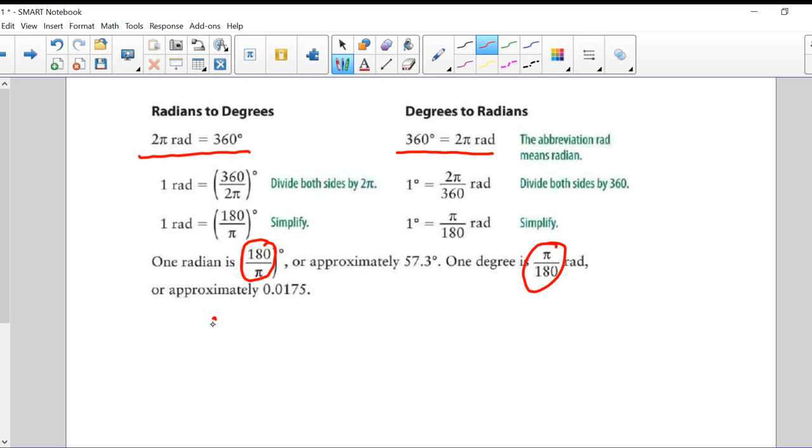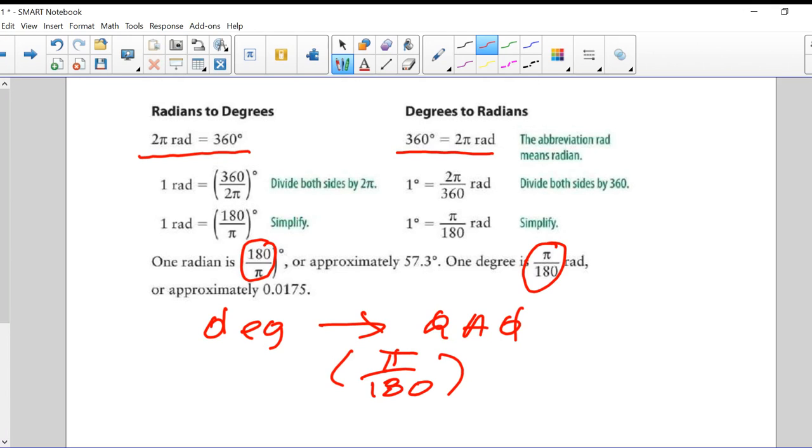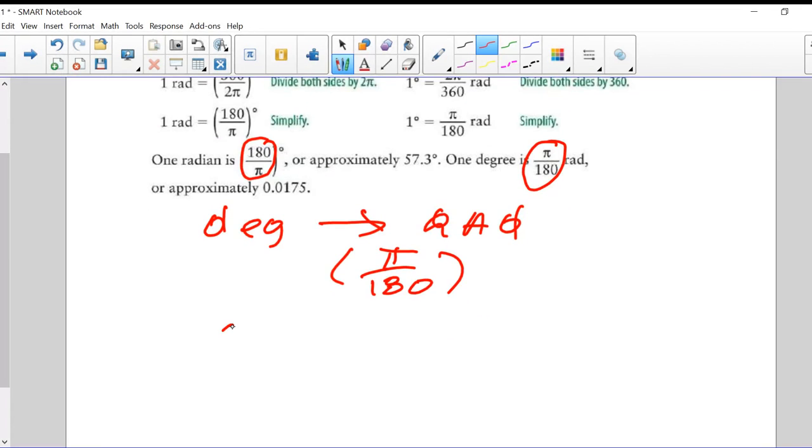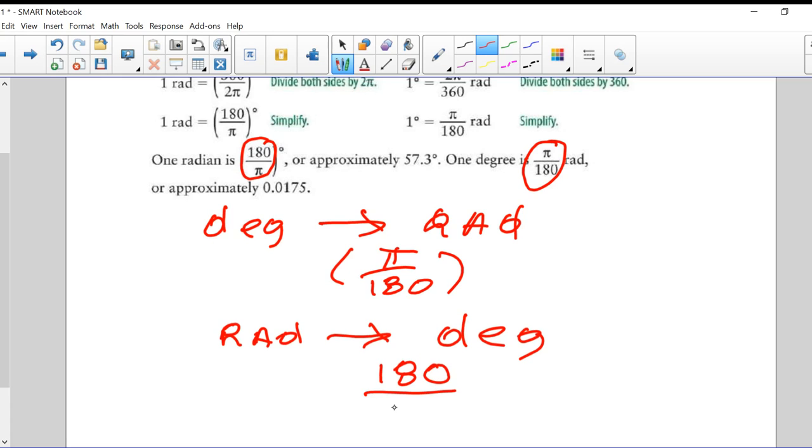So if I want to go from degrees to radians, and degrees is what I'm accustomed to, so I want to take an angle in degrees and convert it to radians, then I'm going to multiply by pi over 180. That's if I want to go from degrees to radians. I'll give you an example of that in a minute. If I wanted to go the other way, if I started off with radians and wanted to go to degrees, then I'm going to take the reciprocal of that, which is to multiply by 180 over pi.